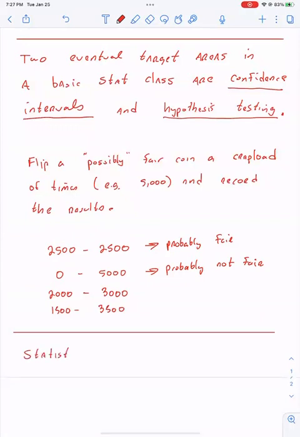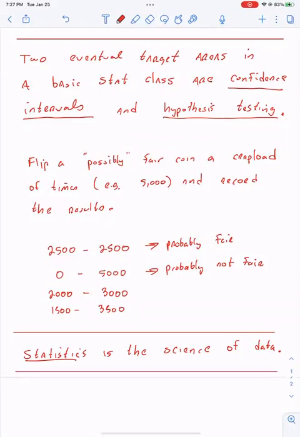Statistics is the science of data. Collecting, analyzing, displaying, inferencing from, everything about data falls under the purview of statistics. And that is where we are going to begin this lovely adventure with chapter one.